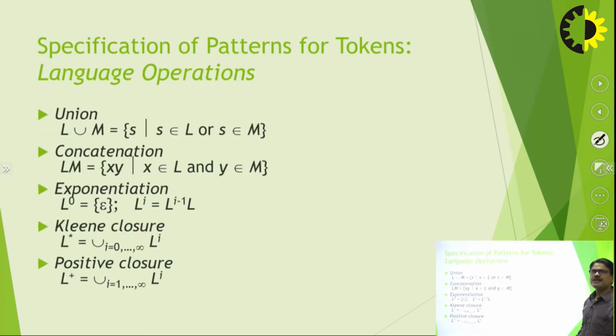Then the specification of language operations: union, concatenation, exponentiation, Kleene closure. Kleene closure includes epsilon. Positive closure removes epsilon, meaning the minimum length is at least 1. These are the different operations applied with the particular regular expression, that is the language for the given grammar.